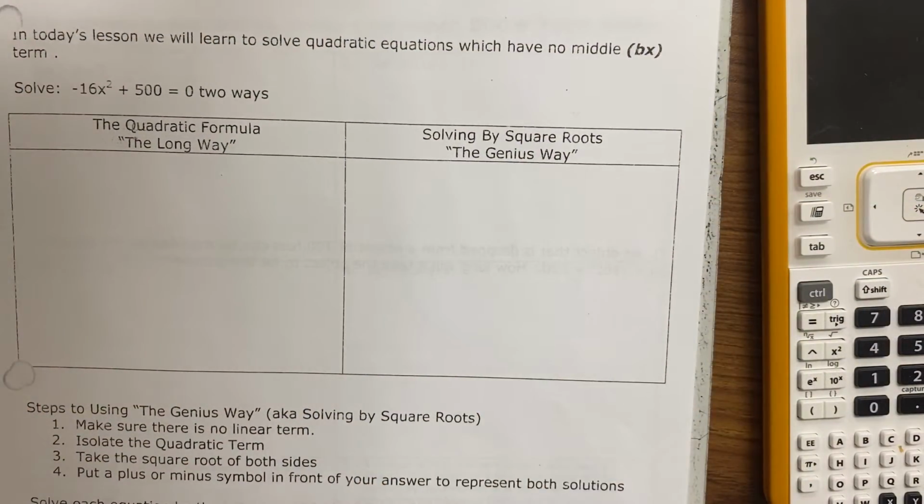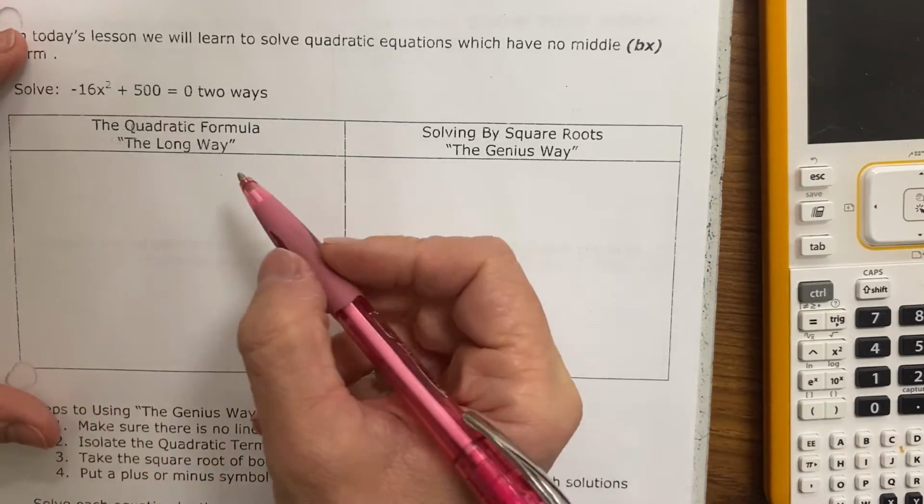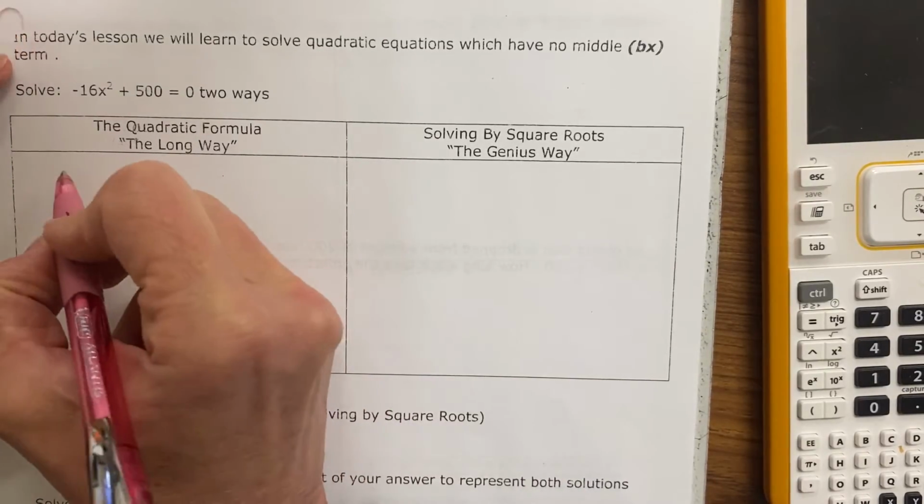We are going to look at another way that we can solve quadratic equations. This is when we are missing the middle term, which is bx. So if we want to solve negative 16x squared plus 500 equals 0, there are two different ways. The other day we learned how to solve the quadratic using the quadratic formula.